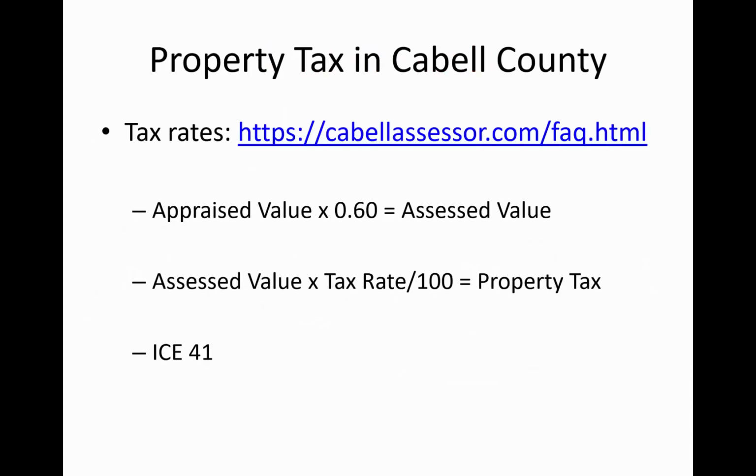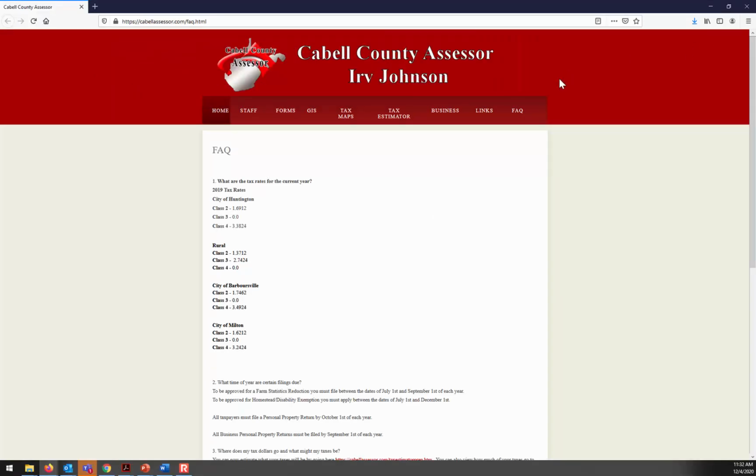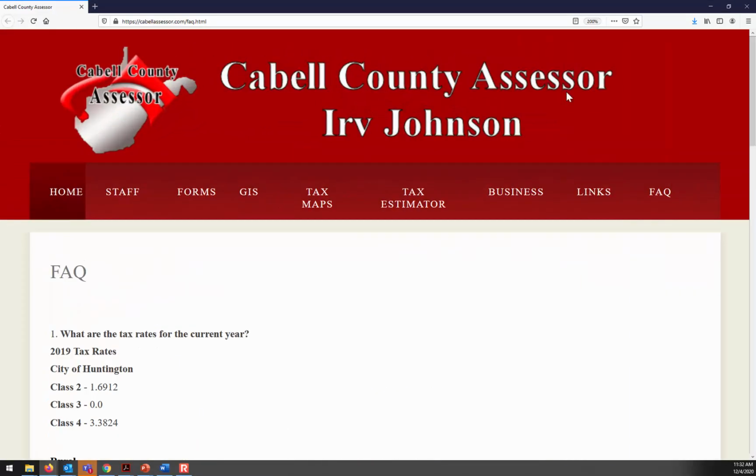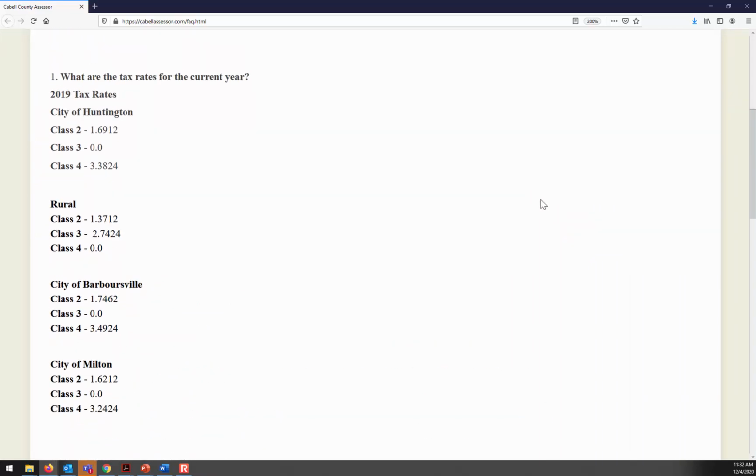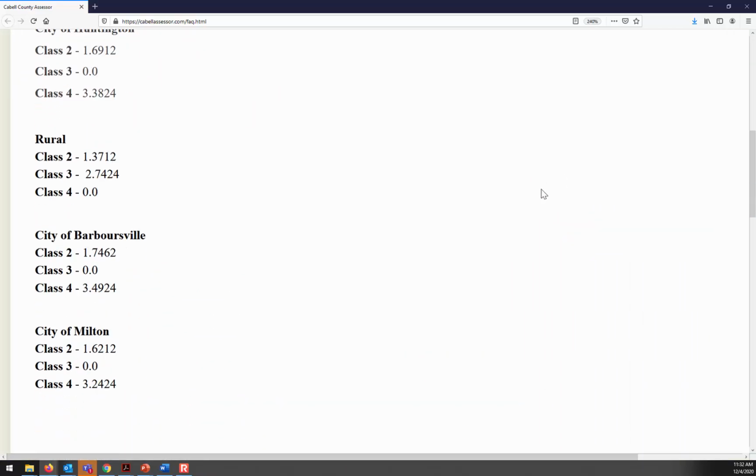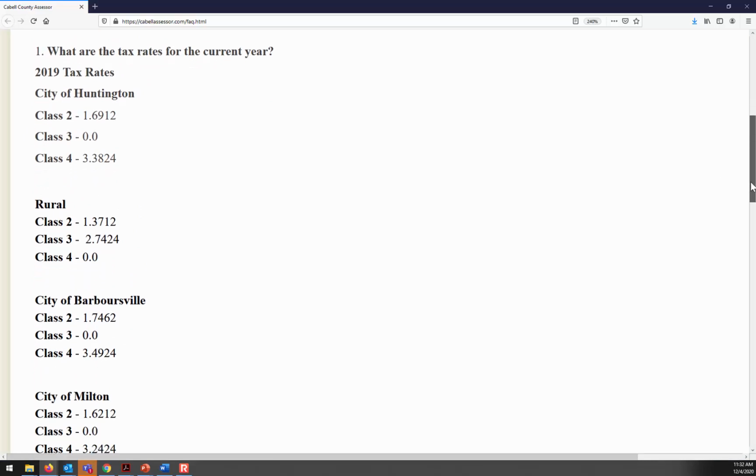But what we are going to do is look at property tax rates and do some calculations having to do with excise taxes. And so I'm going to start by showing you the property tax rates in Cabell County. Let me pull this up over here. All right. So here's what the web page looks like. And one of the things that's interesting is that taxes are higher in Huntington than they are in rural areas. So in the slide in just a moment, I'll show you how to use these percentages.